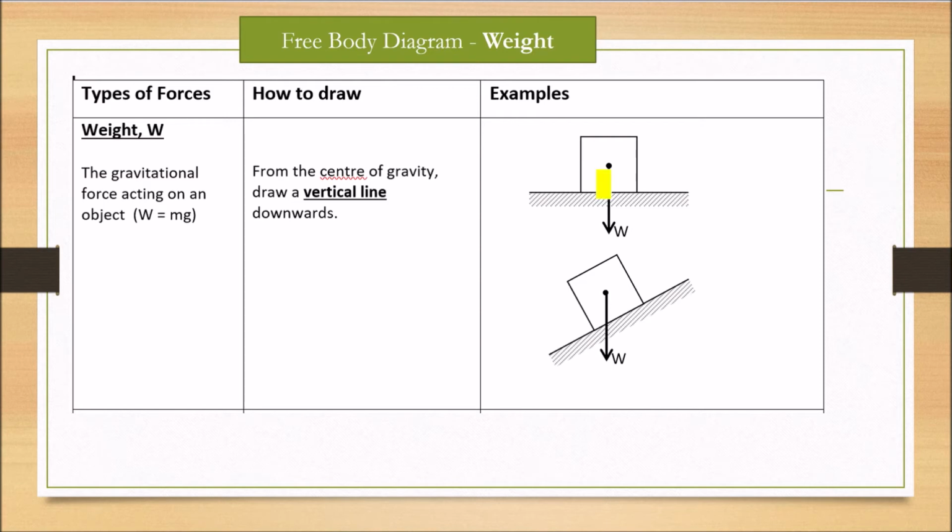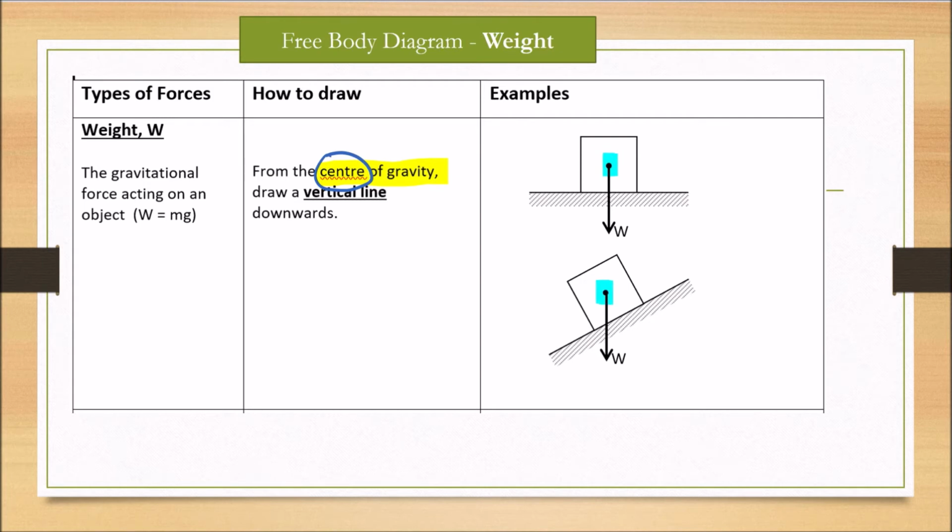Now, every object that is given to you, you would need to draw the gravitational force, the weight, because there will always be gravitational force acting on objects on Earth. So you need to remember that when you are drawing, you need to draw from the center of gravity. Don't worry so much about this term center of gravity. You can just draw from the center of your object. So can you see? This is where the center is.